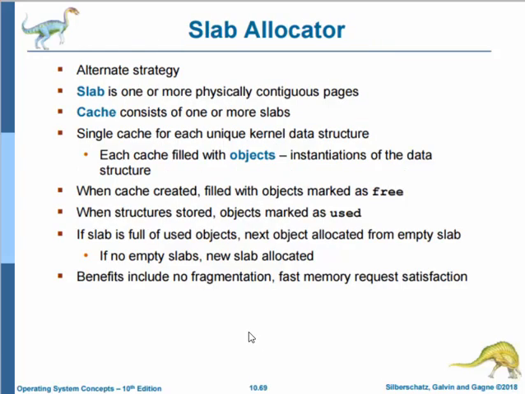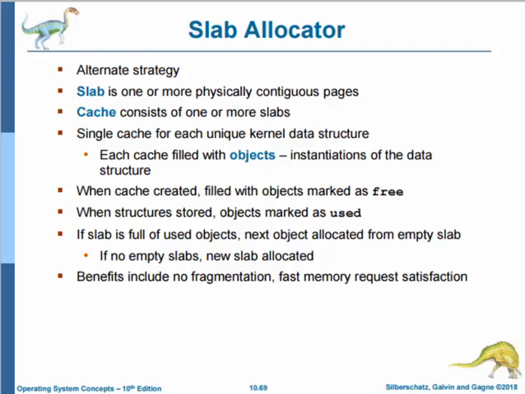Another strategy is what we know as the slab allocator or the slab allocation. This is another strategy for allocating kernel memory. And the term slab means it's made up of one or more physically contiguous pages, and the cache consists of one or more slabs. So there is a single cache for each unique kernel data structure.